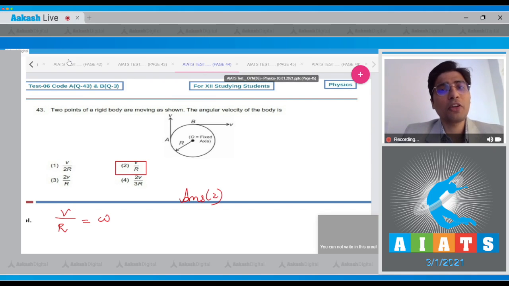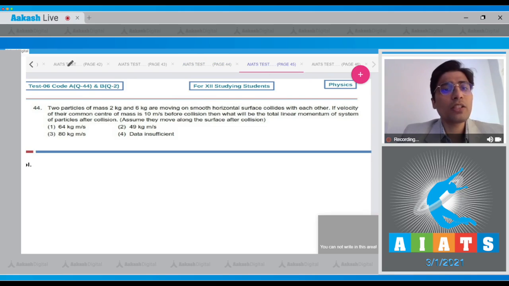Moving on to the question number 44. In this question, two particles of mass 2 kg and 6 kg are moving on a smooth horizontal surface. They collide with each other. The velocity of the common center of mass is 10 meters per second before collision. Then what is the total linear momentum of this system of particles after collision? Assume that they move along the surface after collision.